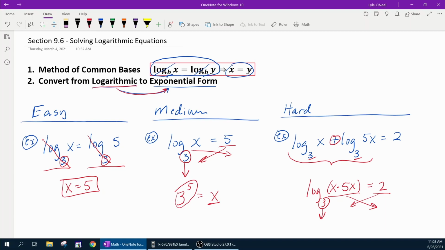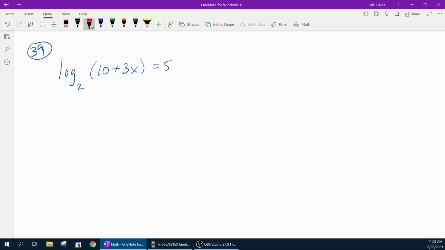Let's jump into our textbook examples. All right, so our first example, number 39, here we have log base 2 of 10 plus 3x equal to 5. All of this stuff on the left-hand side is a single term with a logarithm. On the other side, we have a constant. So this is going to be the setup where we're going to need to convert from log to exponential form.